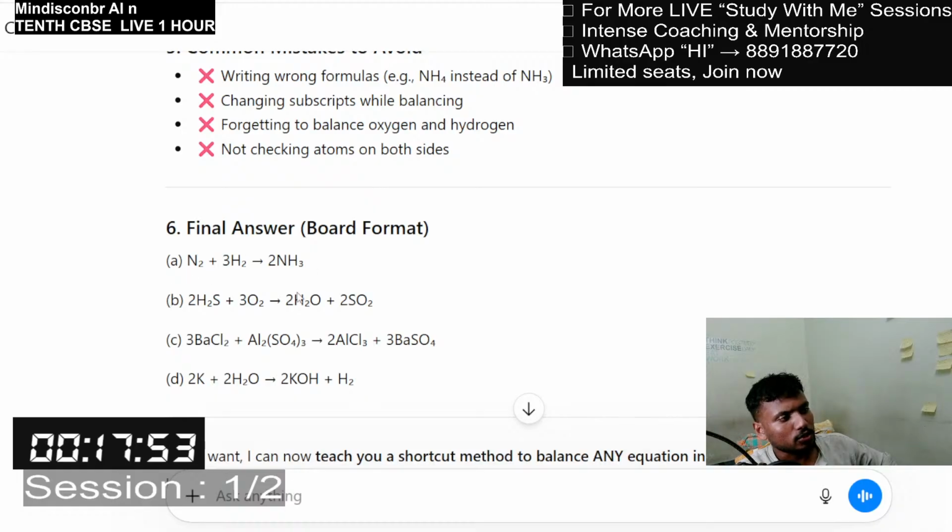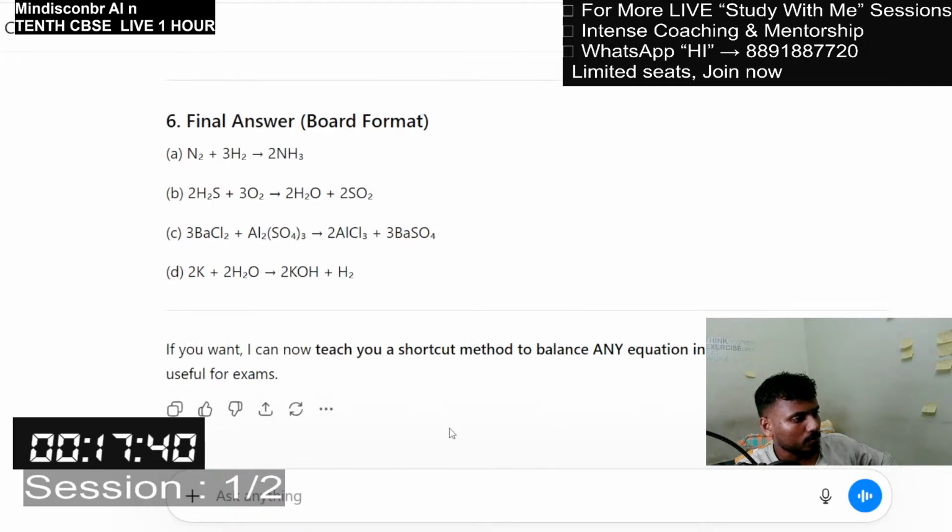N2 plus 3H2 gives 2NH3. 2H2S plus 3O2 gives 2H2O plus 2SO2. 3BaCl2 plus Al2(SO4)3 gives 2AlCl3 plus 3BaSO4. 2K plus 2H2O gives 2KOH plus H2. So these are all the balanced chemical equations that have been asked in the question.